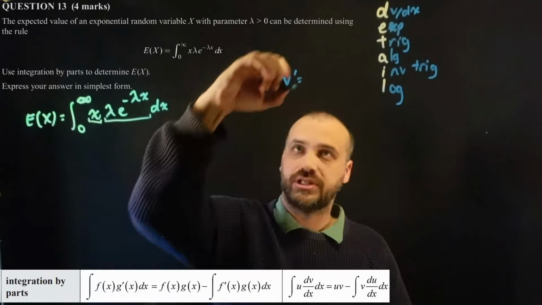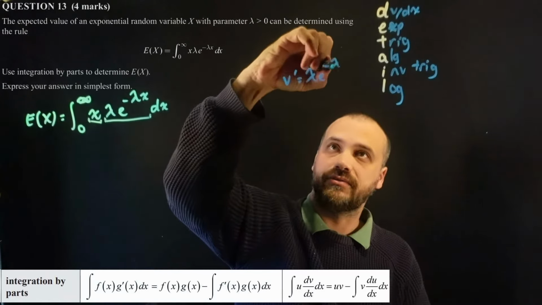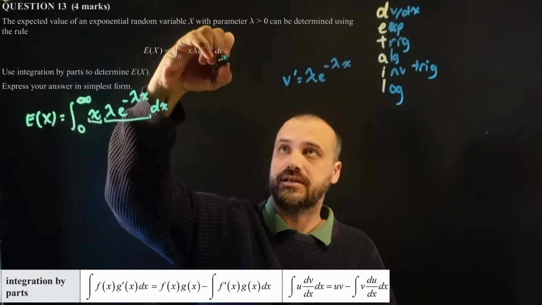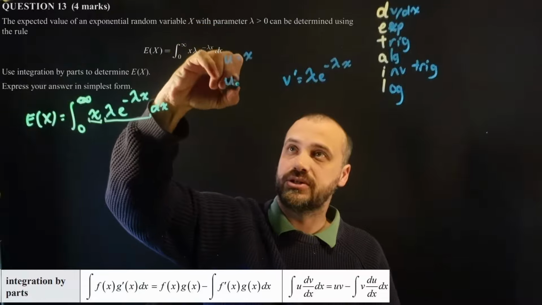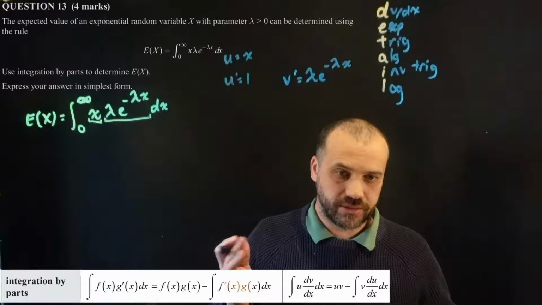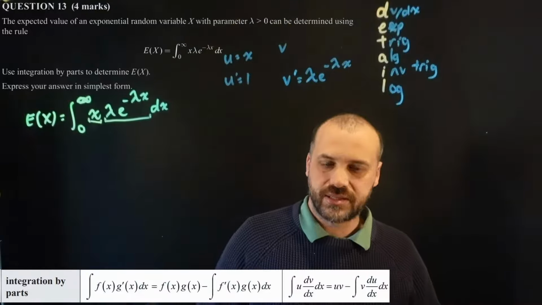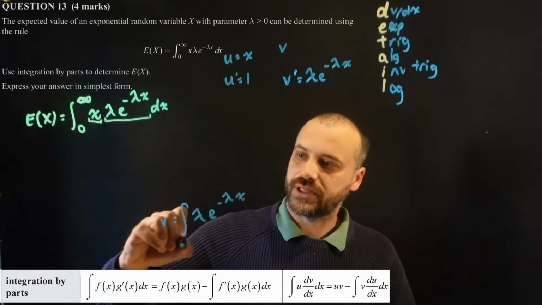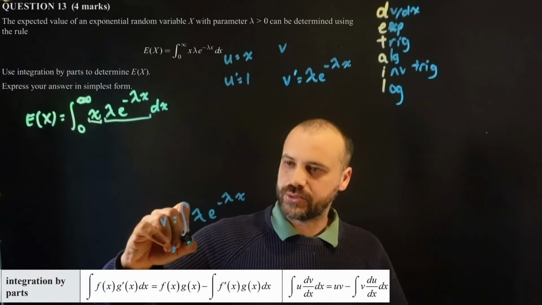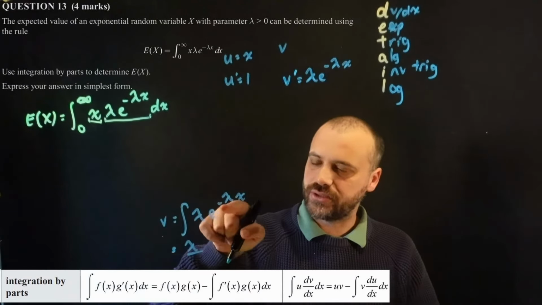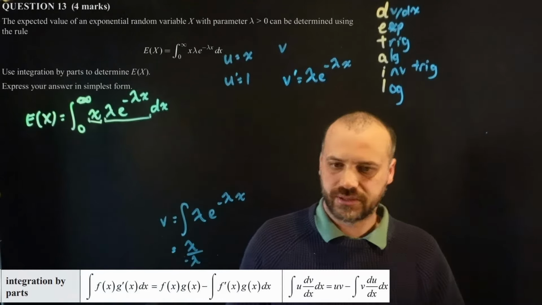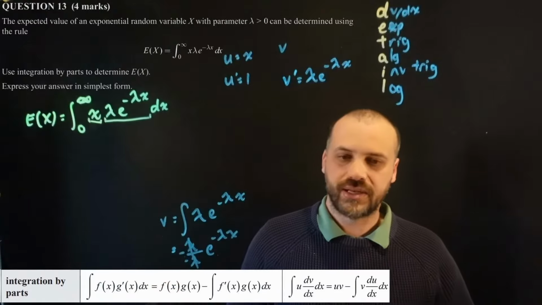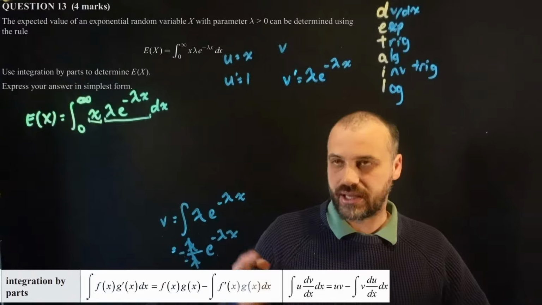So my v dash is going to be lambda e to the negative lambda x, which means that my u is going to be simply x here. u is equal to x, which means that u dash is equal to the derivative of that, which is 1. Finally, I need to know what v is, and v is going to be equal to the integral of this. Okay, the integral of that is going to be equal to lambda divided by the derivative of this, which is negative lambda, e to the negative lambda x. The lambdas cancel out and I'm left with negative e to the negative lambda x. Let's put that up there.